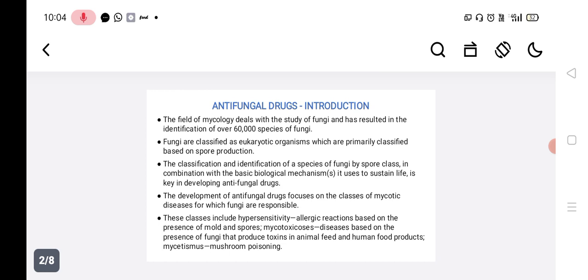The development of antifungal drugs focuses on the classes of mycotic diseases for which fungi are responsible. These classes include hypersensitivity, that is allergic reactions based on the presence of mold and spores. Second is mycotoxicosis, which is based on the presence of fungi that produce toxins in animal feed and human food products. The last is mycetismus, that is mushroom poisoning.